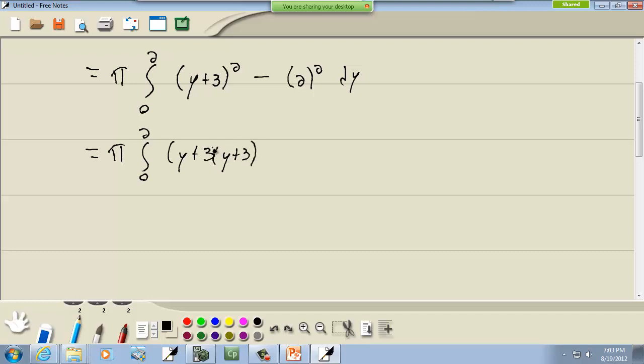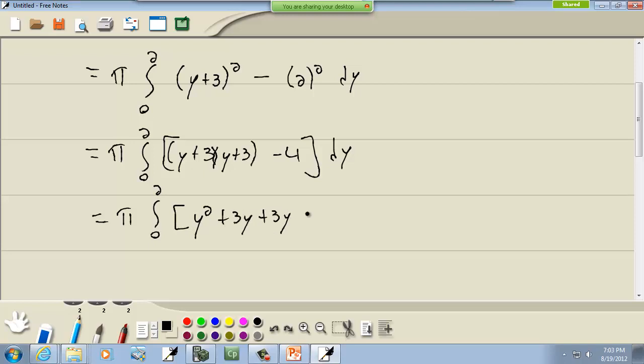Okay, so we're going from 0 to 2, and we've got y plus 3 times y plus 3 minus 4 dy. Y plus 3 times y plus 3. Y times y is y squared. Y times 3 is 3y. 3 times y is 3y. 3 times 3 is 9. Minus 4 dy. So we got y squared. 3y plus 3y is 6y. 9 minus 4 is 5 dy.